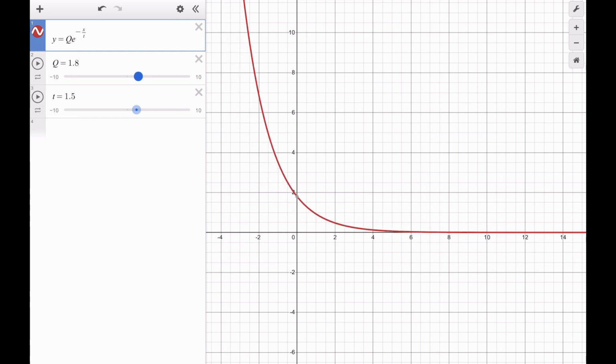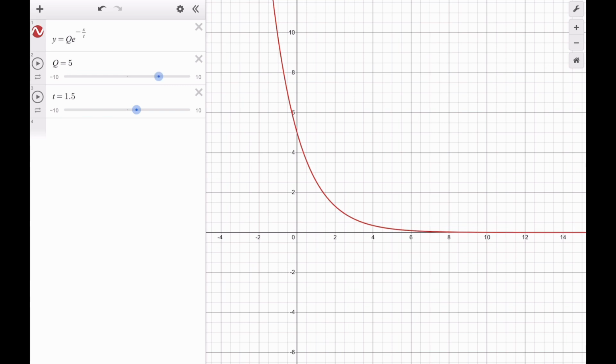If I bring it down to 2, it intersects at 2. Let's keep it at 5, okay? So that q, the q that is multiplied in front of the epsilon, is literally the total charge of the capacitor. This is the discharge circuit. So this is the function, this is the charge on the capacitor as it's discharging.